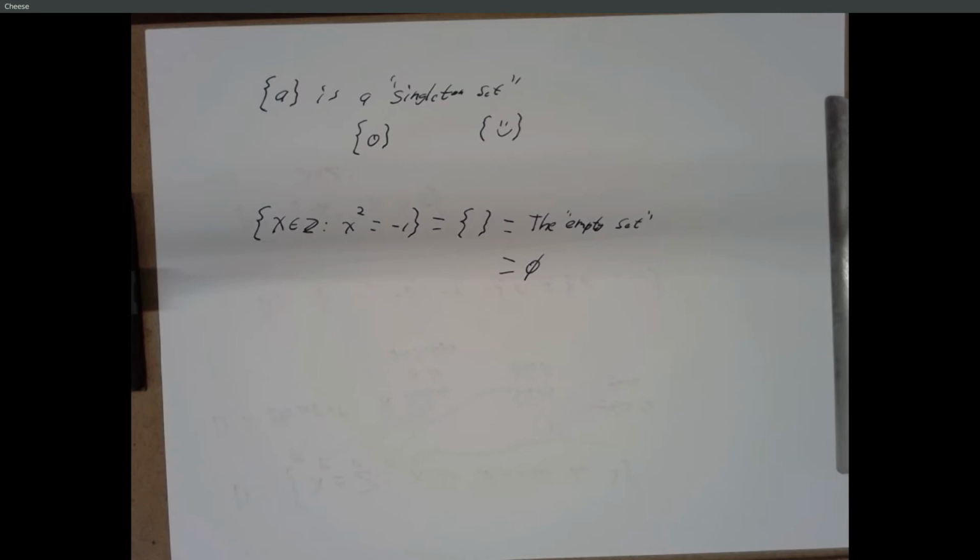Now that is a set. It's a collection of things. It just happens to have no things in it. Right? It's like an empty house. It's still a house even though it's empty. So this is the empty set. The empty set is really critical to a lot of stuff. In fact, we can define the integers using the empty set.